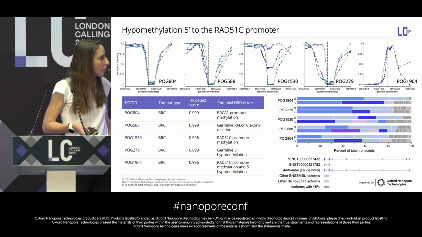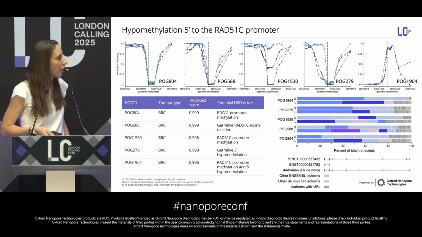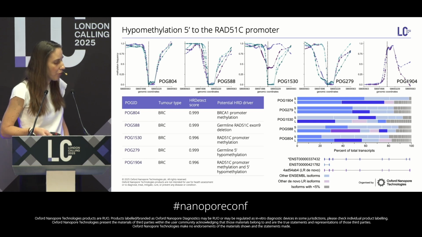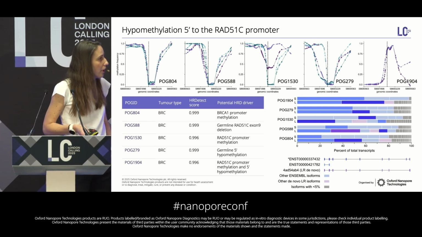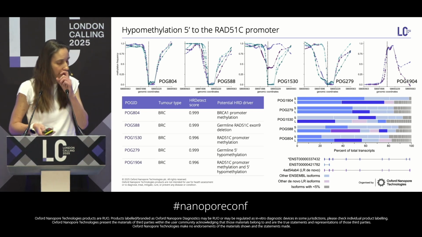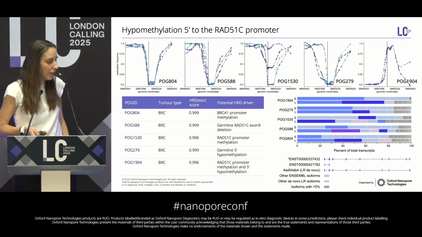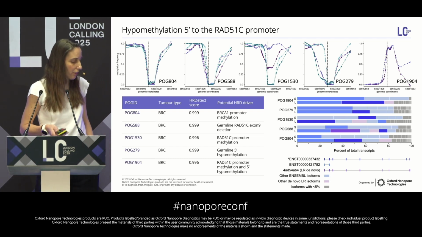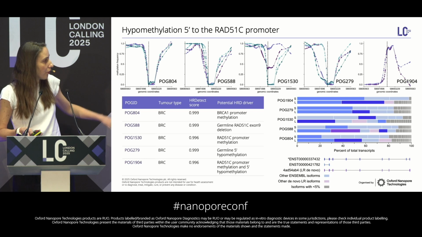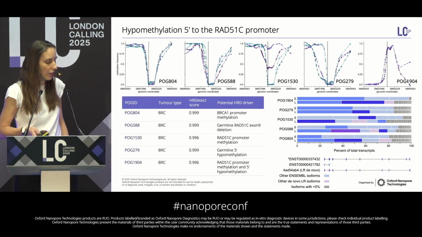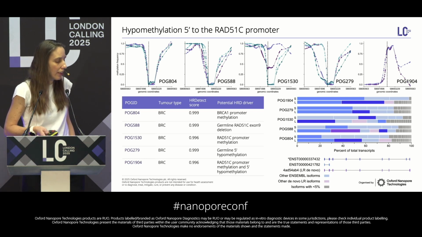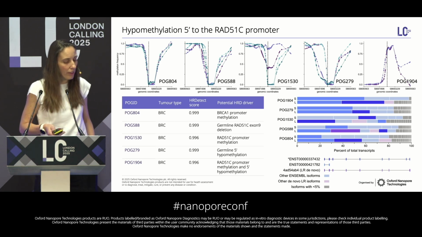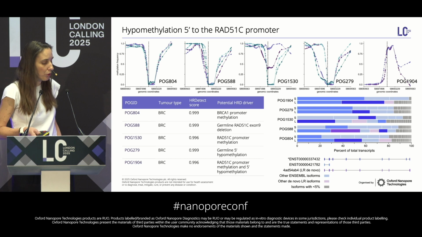And there was another mechanism that we found potentially for HRD tumors, and that is the hypomethylation 5' to the RAD51C promoter. So on the top, I'm showing 5 patients, but they are all HRD, but the cause of the HRD is different. In the first two patients, there is no RAD51C promoter methylation, and as you can see, 5', the CpG sites are methylated. And the bottom one is a patient with RAD51C promoter methylation.